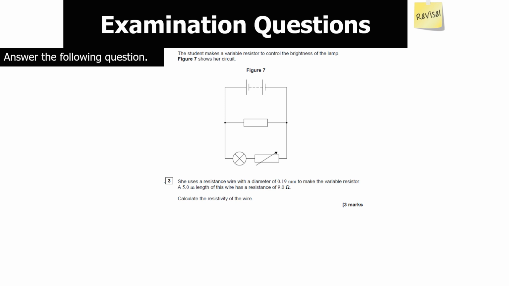The next question says the student makes a variable resistor to control the brightness of the lamp. Figure 7 shows her circuit. She uses a resistance wire with a diameter of 0.19mm to make the variable resistor. A 5 meter length of this wire has a resistance of 9 ohms.